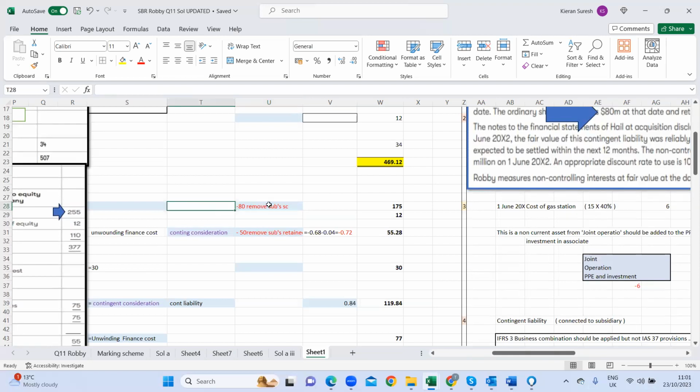Right, so it's playing. Okay, so that's done. I have removed these two figures. Why? I remove the share capital because the subsidiary's share capital should not be there in the consolidation. Only the parent share capital should appear.